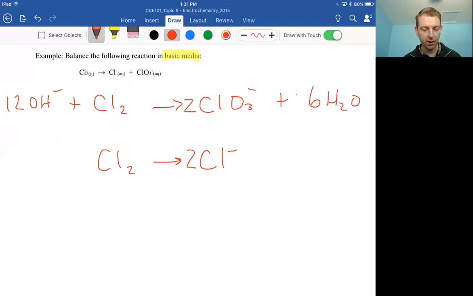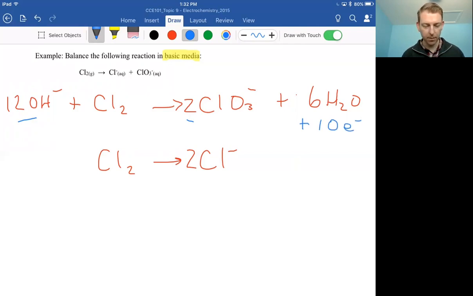Now we've balanced the chlorine, we've balanced the oxygen, we've balanced the hydrogen. There's nothing else to balance in terms of atoms. The only thing left is to balance the charge on both of these half reactions. We're going to do that by making sure that we have enough electrons on both sides to balance them all out. You'll note on the reactant side of the top row, 12 negative charges, 12 hydroxides. Over here, we only have 2 negative. So to balance that out, we need to add 10 electrons onto the product side.